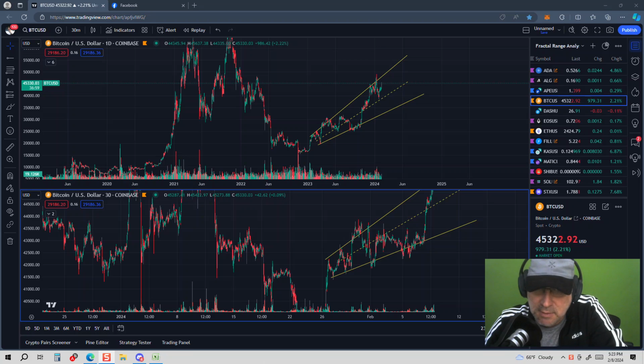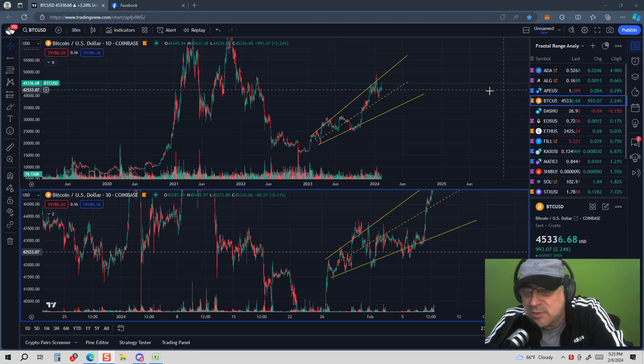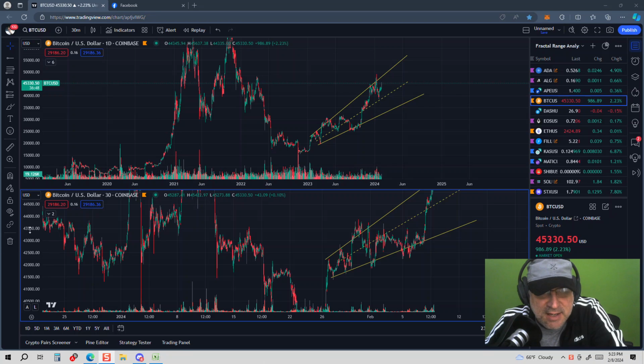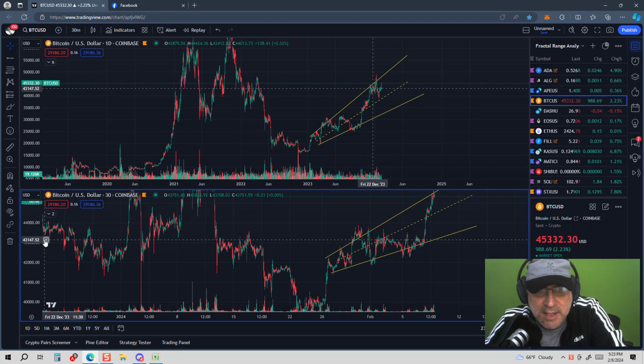Bitcoin's pumping, right? It's doing what we said it would do. It's trying to reclaim those previous support lines within the rising wedge, and it's making a stab at it. Here I have it on the macro and the micro.